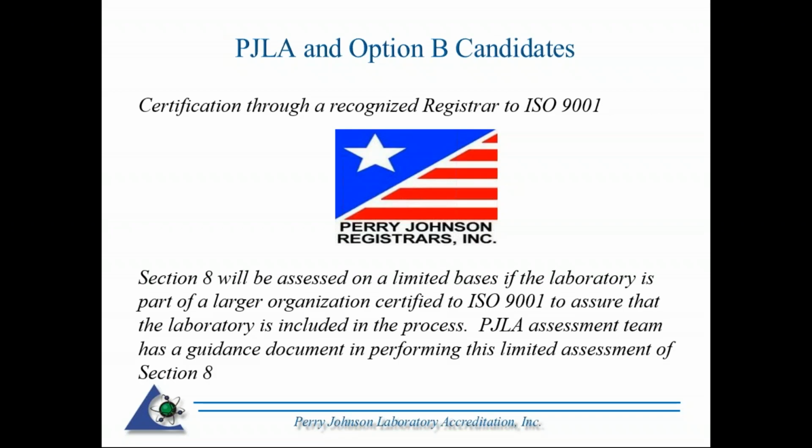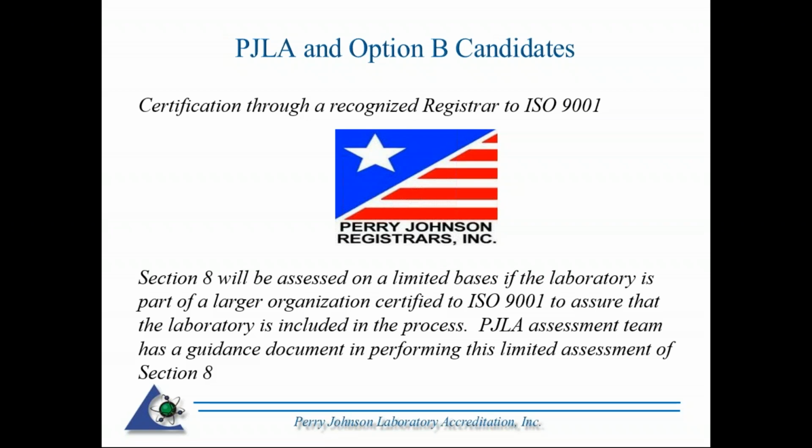So speaking on behalf of PJLA, Perry Johnson Laboratory Accreditation, if you are an option B candidate, what should you expect? One thing we would require, as far as adhering to the requirement of 9001, is formal recognition. And this should be through a recognized register. I put Perry Johnson Register's logo up here, which fulfills that requirement. So we would require that.